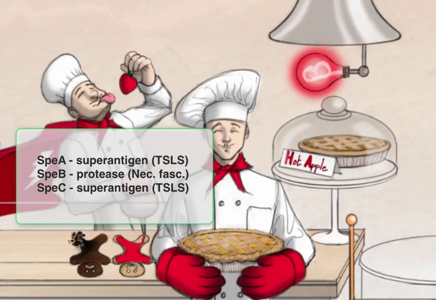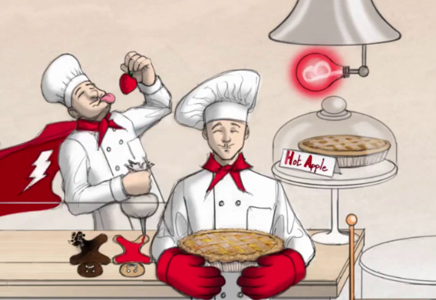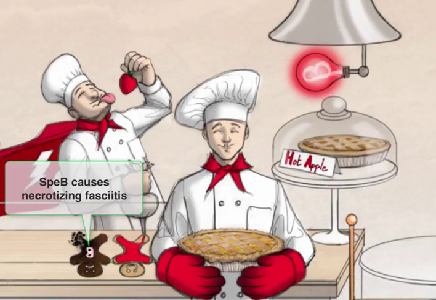SPE-A and SPE-C are superantigen toxins that cause scarlet fever and TSLS. The SPE-B is a protease that causes necrotizing fasciitis. To make this easy, all you need to remember is that the B causes necrotizing fasciitis, and by elimination, A and C cause the other 2 syndromes. So you can apply this to our story by remembering that our gingerbread man representing necrotizing fasciitis is burnt, which starts with B. So we'll write this B on the gingerbread man, and that should be good enough.